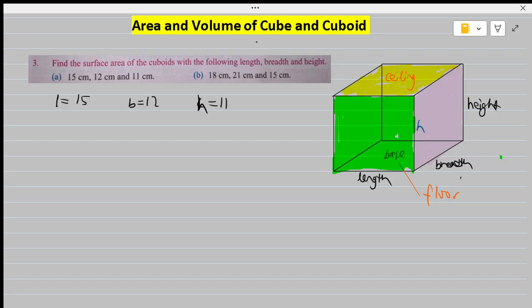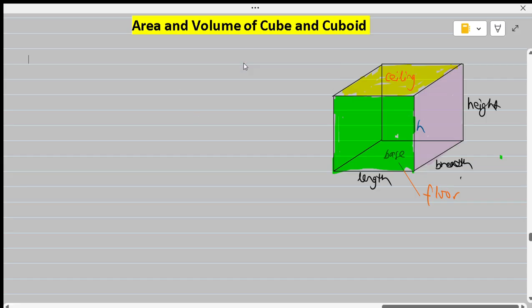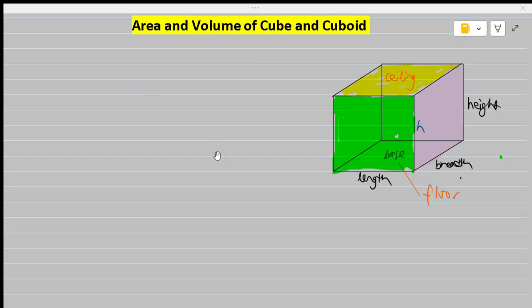So you'll be using the same formula which we just did in number 1 to find the total surface area of the cuboid. Now moving to number 4. So make it clear. Okay, let's see what is there in number 4.